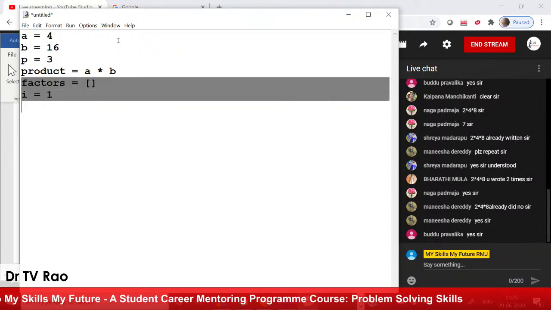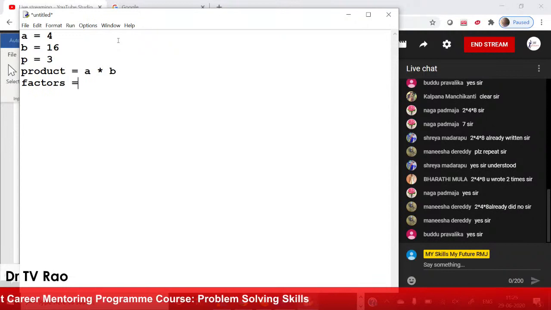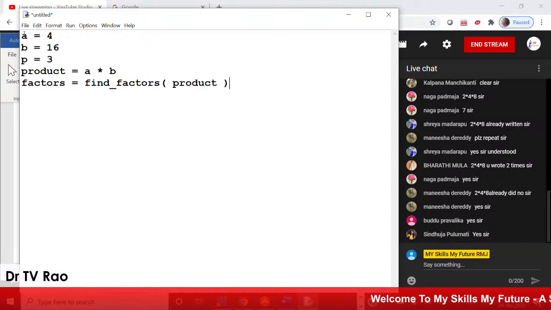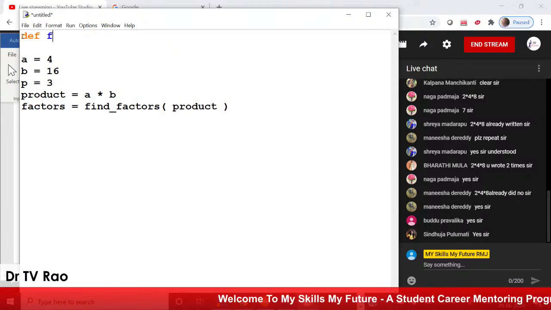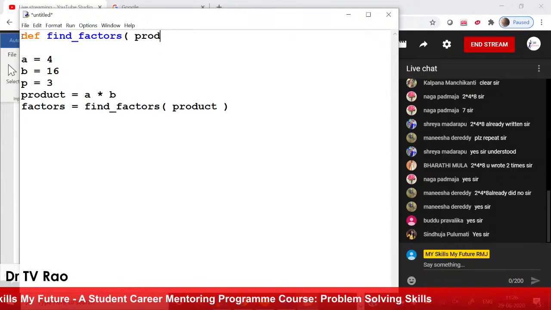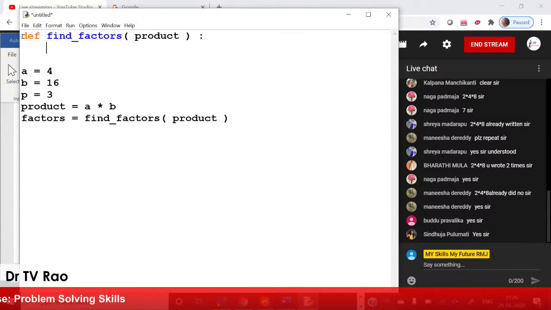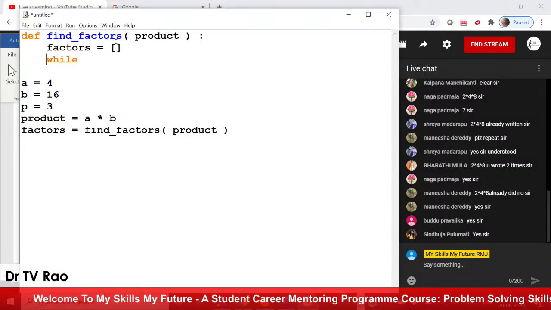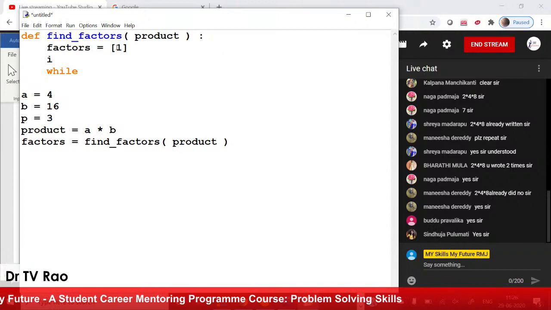Now let us write a function for factors. Define find factors. Input is product. Now assume that factors is a null list. Start with 1, or by default the first factor is 1. Assume that it is 1. Okay. Now you start from 2.